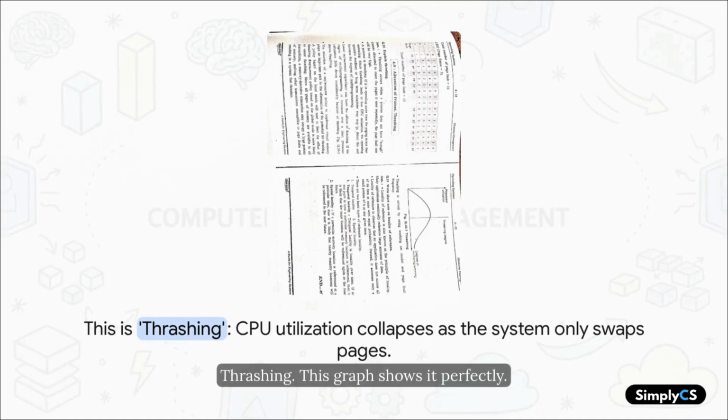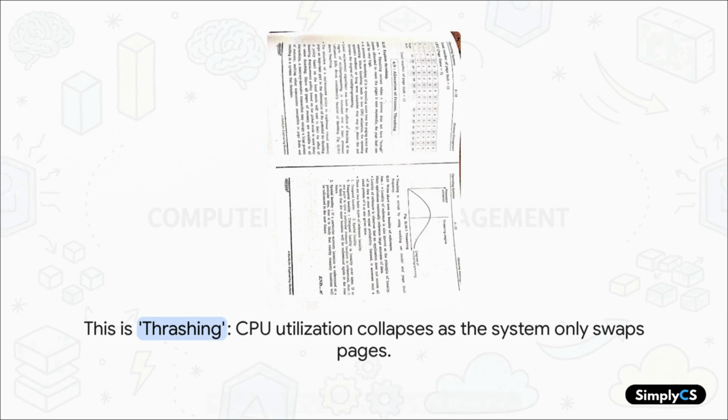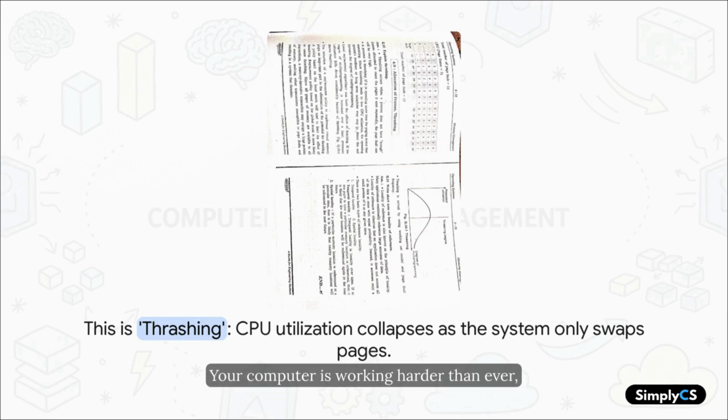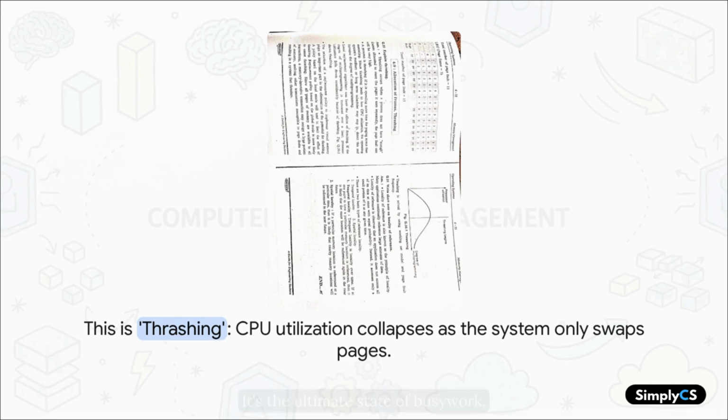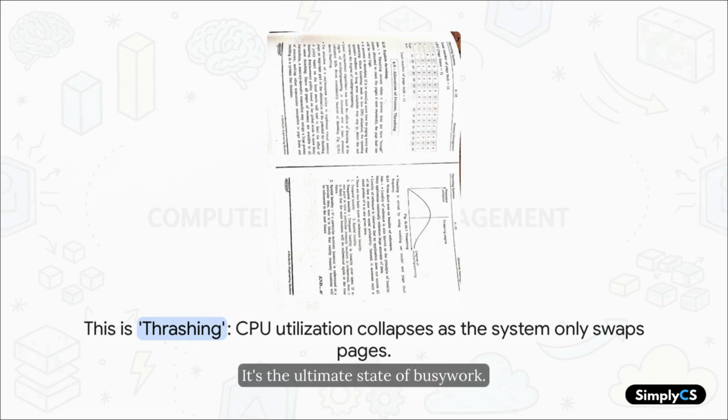This graph shows it perfectly. As you add more and more programs, your CPU utilization goes up, which is great. But then you hit a tipping point. There's not enough physical memory, the system starts swapping constantly, and bam, CPU utilization completely collapses. Your computer is working harder than ever, but it's achieving nothing. It's the ultimate state of busy work.